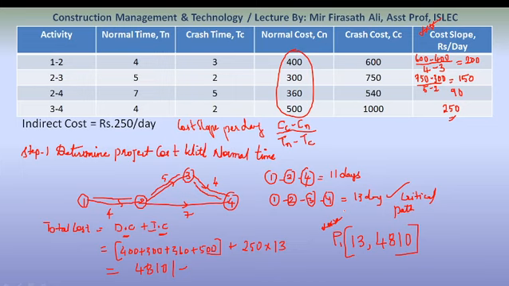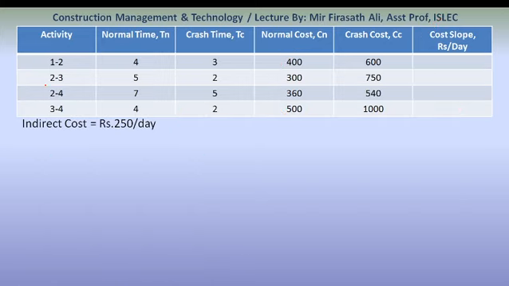Which activity do we need to crash? We need to crash the activity which has the least cost slope. Which activity has the least cost slope? Look at this, activity 2 to 4 has the least cost slope per day. So let us go for step 2, which is crashing.